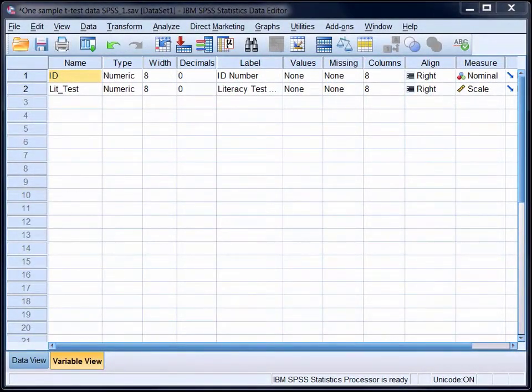In this video, we will use a one-sample t-test to compare the literacy test scores of a group of 28 students with the national average of 86.4 points. This national average was sourced from a government report.